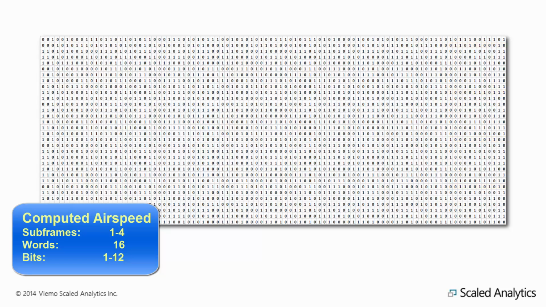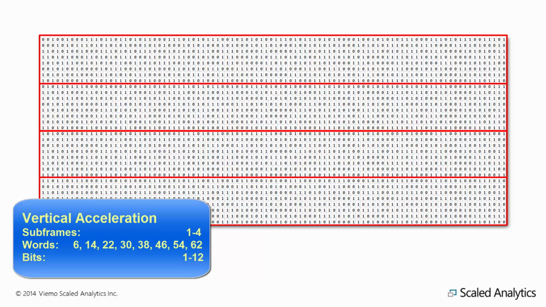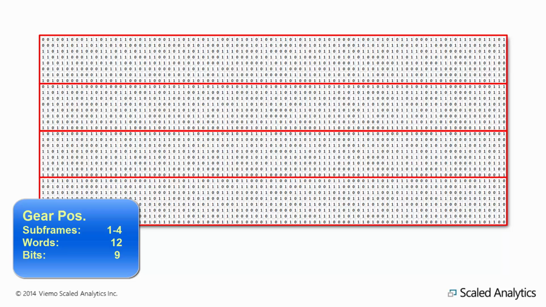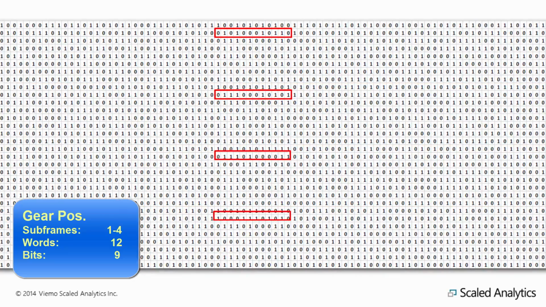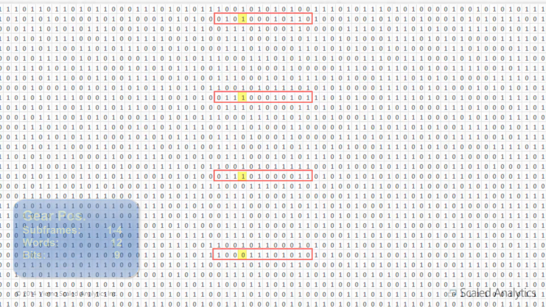We are not limited to recording data only once per subframe or once per second either. In the example of vertical acceleration, it is recorded at words 6, 14, 22, all the way up to word 62, or 8 times per second. We do not need to use up all the bits in the word either. In this example, gear position is recorded in all 4 subframes, word 12, but only bit 9. Remember, bits are numbered from right to left, so the highlighted bit represents bit 9. The other bits in the word are still available to be used by other parameters.